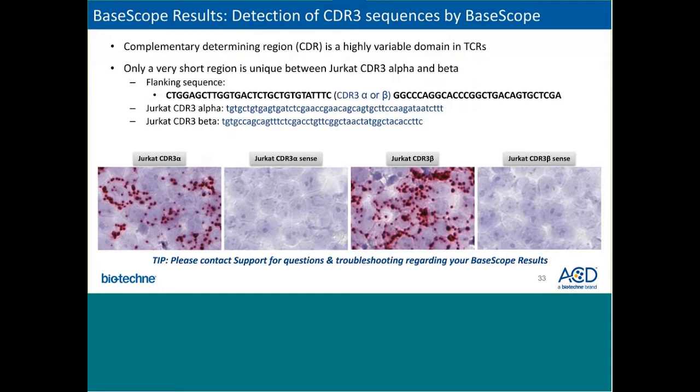You'll note that with the DURCAT CDR3 alpha and beta probes, we detect expression, whereas with the sense probes, we detected little to no signal. Again, please feel free to contact technical support for questions and any troubleshooting regarding your BaseScope assay.